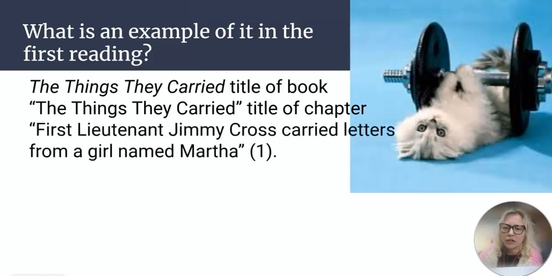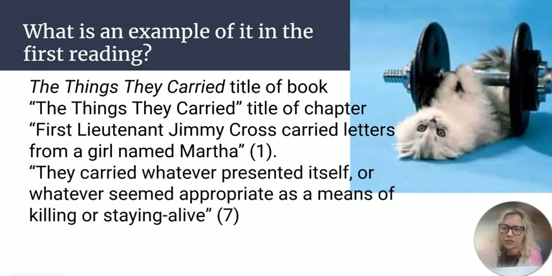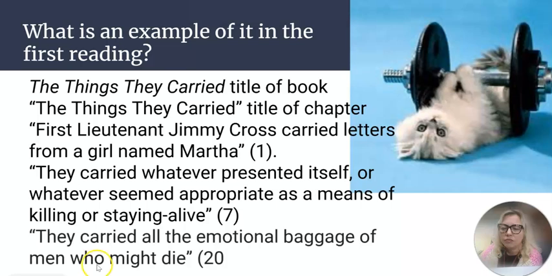And here is our very first sentence of the book. First Lieutenant Jimmy Cross carried letters from a girl named Martha. So the very first sentence of the book includes a reference to this motif. Page 7, and then in that first chapter we have so many references, right? So I included a few here, but I mean there are multiple examples on every page, I think, of that first chapter. They carried whatever presented itself or whatever seemed appropriate as a means of killing or staying alive. They carried all the emotional baggage of men who might die.